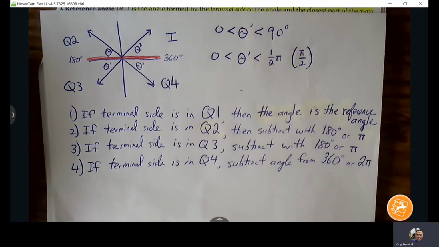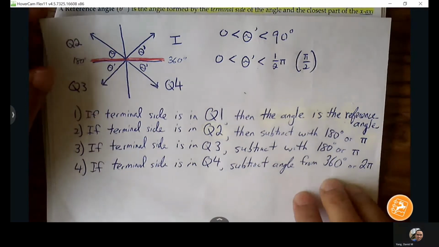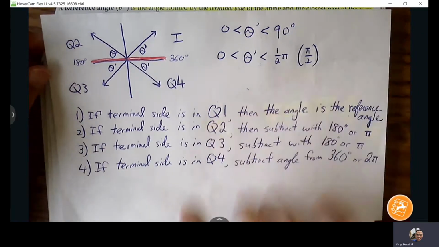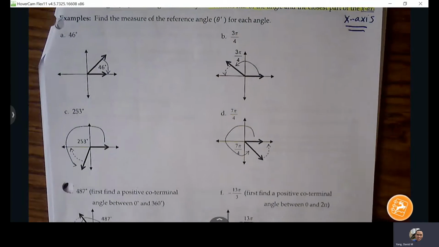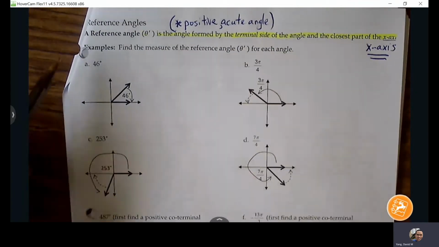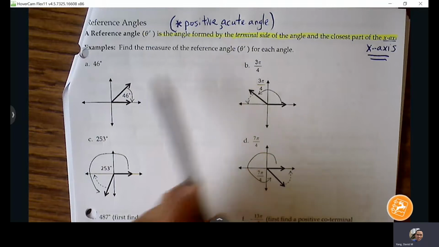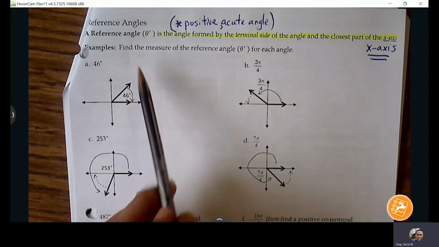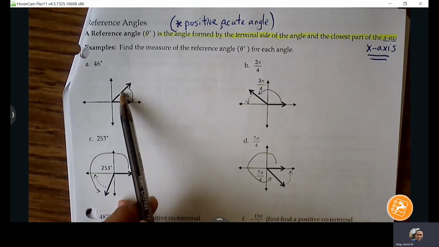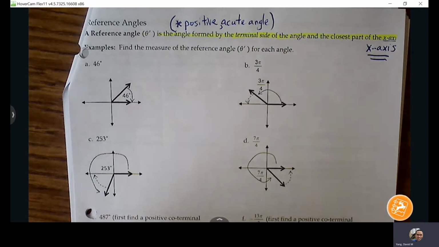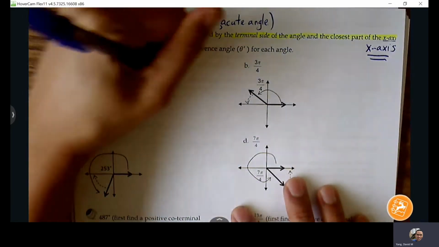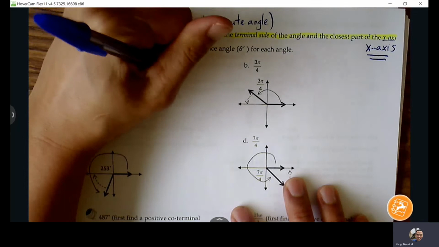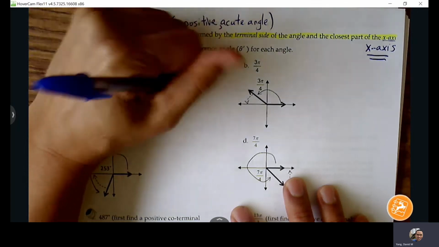Okay, so let's do some practice on page 21. I'll bring this page back if we need to reference it. Page 21 says to find the measure of the reference angle. Well, this is first quadrant. 46 degrees is already an angle measure that is formed with the terminal side and the closest x-axis. It's already displaying 46, that's between 0 and 90, so nothing more needs to be done if your angle is in the first quadrant. That is your reference angle.